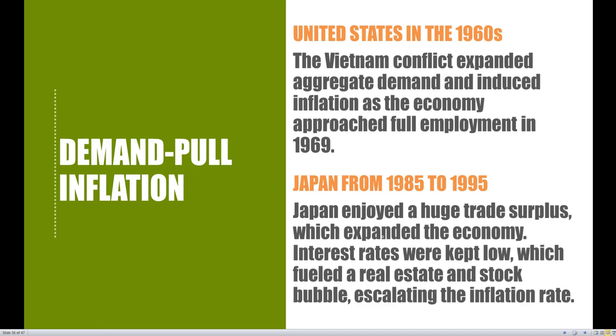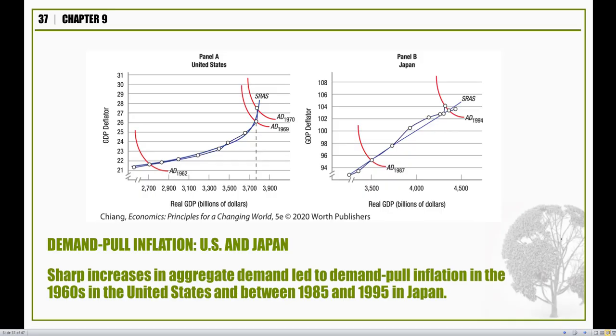And also more notably in Japan from 1985 to 1995, where they enjoyed a huge trade surplus, which expanded the economy. And they wanted to keep on expanding the economy, so they kept interest rates artificially low, which fueled a real estate and stock bubble, which escalated the inflation rate and essentially led to the lost decade. And they still, I don't believe, have fully recovered from that. It was just a sort of very bad time for Japan after 1995. And graphically, we can see exactly what's happening here.